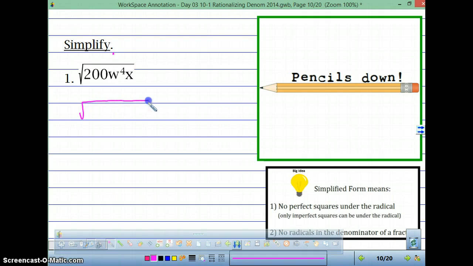Here's my radical. I'm going to split this. I'm going to factor it, but I'm not going to factor it all the way down to primes. I'm going to leave it as 2 times 100. Why? Because 100 is a perfect square. How about w to the 4th power? Look what I can do with that one. There we go. X can't be factored. There's only one of those.